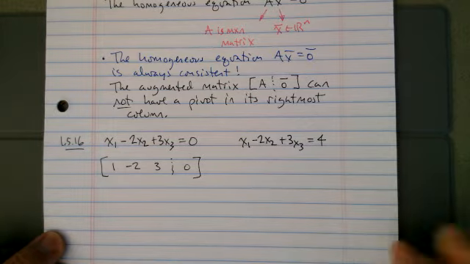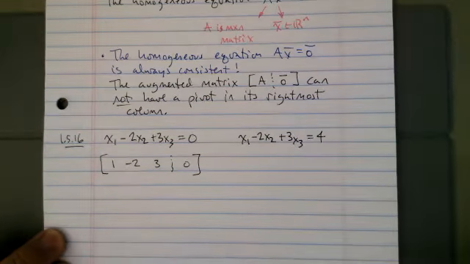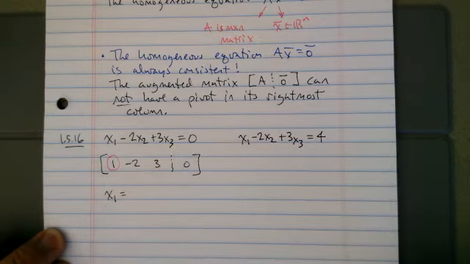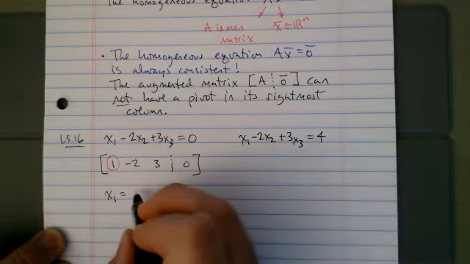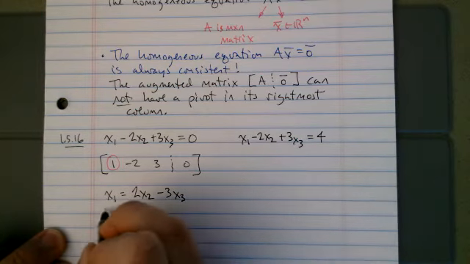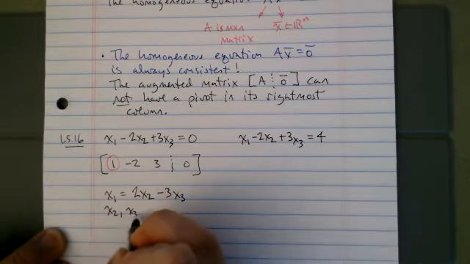If I write down the general solution, I'll see there's a pivot in the first column. So x1 is a basic variable. And I'll write it in terms of the free variables, x2 and x3. So x1 is going to be 2x2 minus 3x3. x2 and x3 are free.